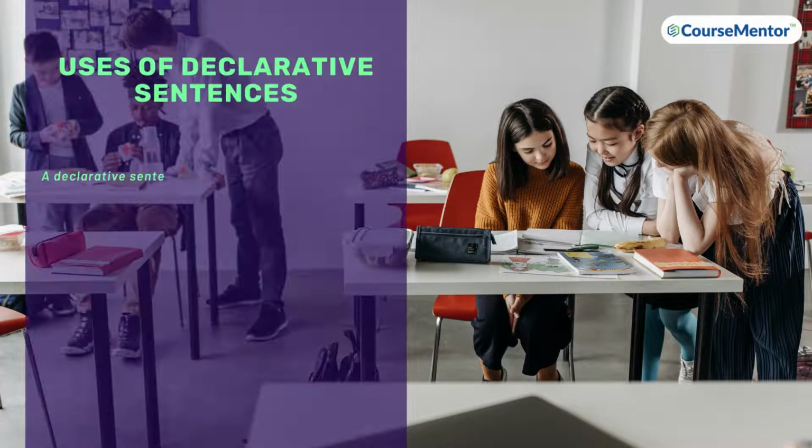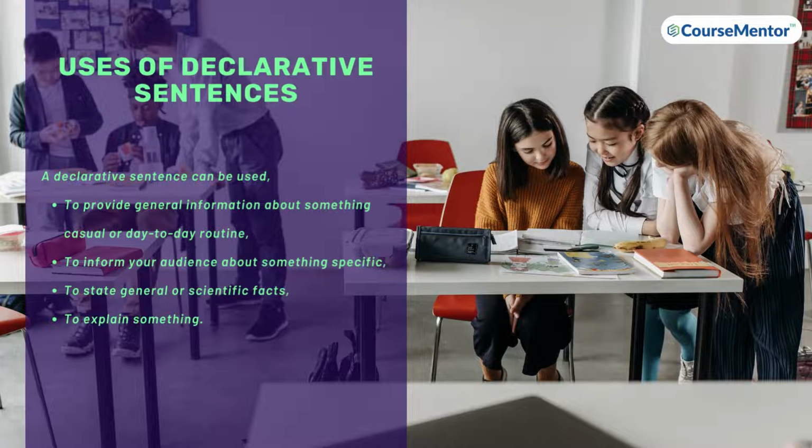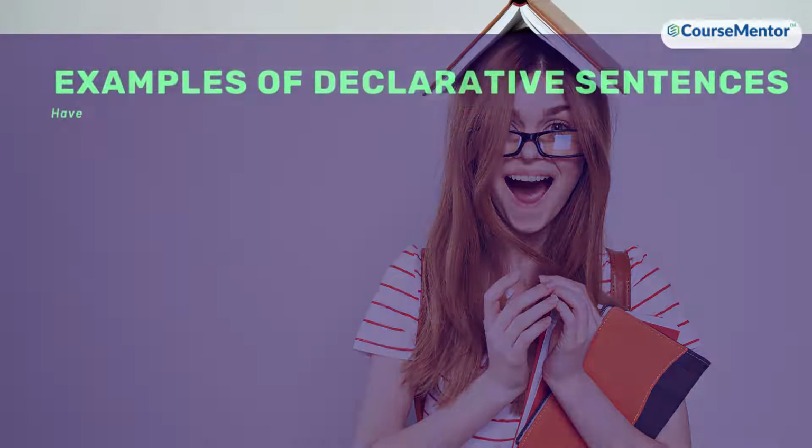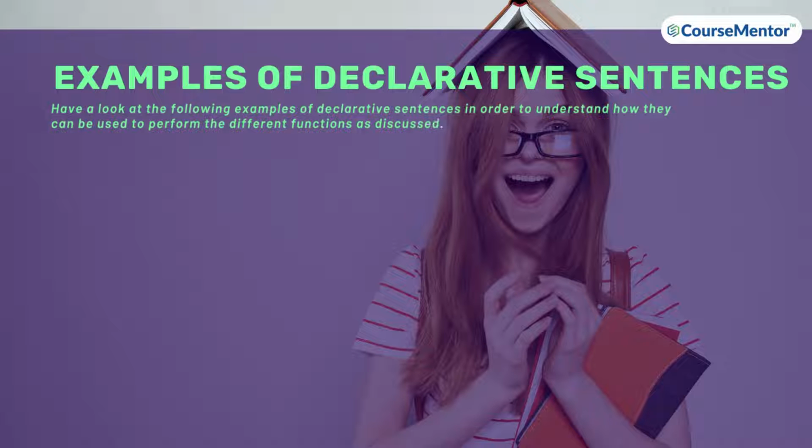Uses of declarative sentences. The declarative sentence can be used to provide general information about something casual or day-to-day routine, to inform your audience about something specific, to state general or scientific facts, to explain something. Here are some examples to help you understand how to use declarative sentences. Have a look at the following examples of declarative sentences in order to understand how they can be used to perform the different functions as discussed.